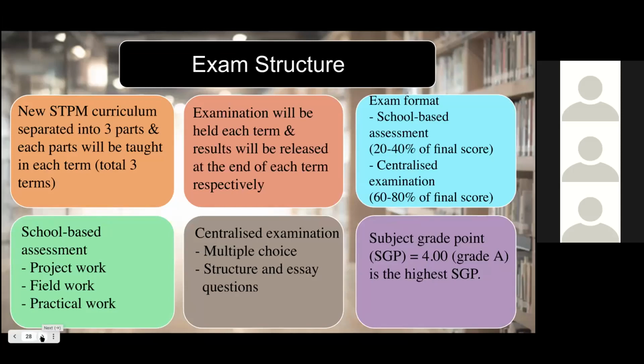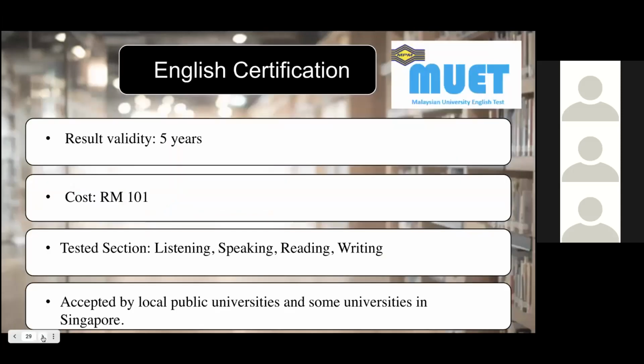Same as the other courses, STPM also uses subject grade point, or SGP, in their results. If you get 4.00, or 4 flat, it will be the highest SGP among all of the students. Okay, so Olivia will continue for the next part.